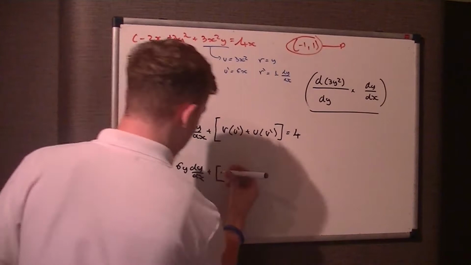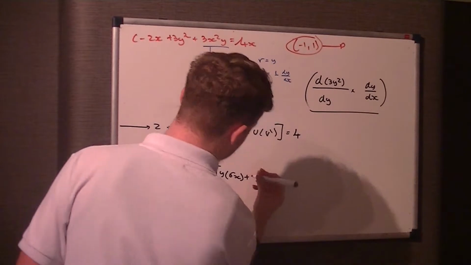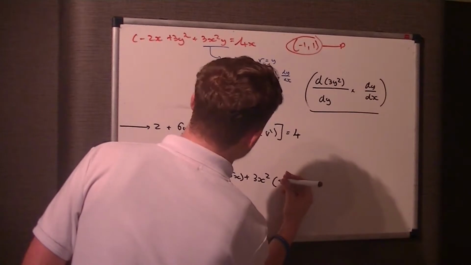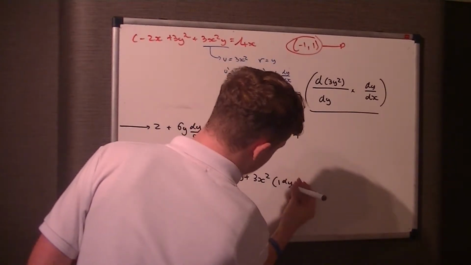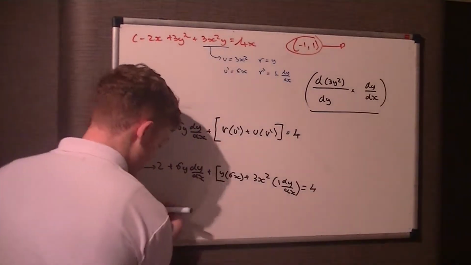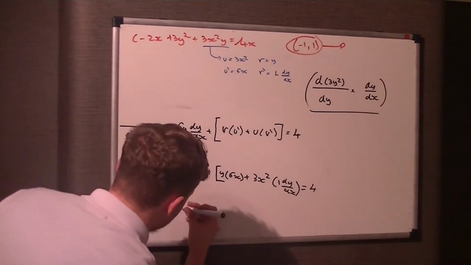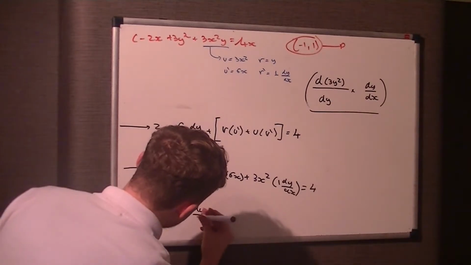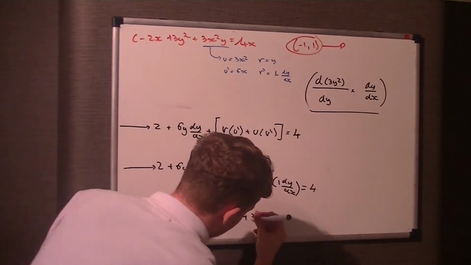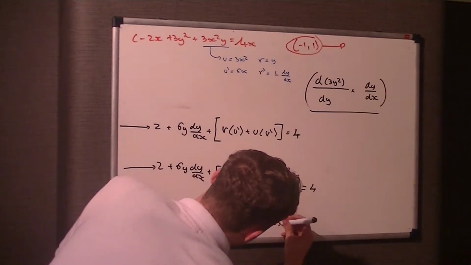So v, we said it was y, u dashed was 6x, so y times 6x, plus u, which we said was 3x squared, times the derivative of y, which was just 1 dy/dx, equals 4. Now if we expand this out, we've still got 2 plus 6y dy/dx plus 6xy plus 3x squared. Now you can put 3x squared times 1, I'm just going to put 3x squared dy/dx equal to 4.